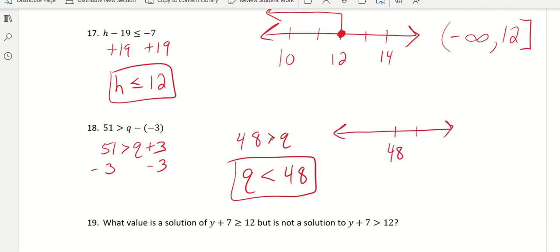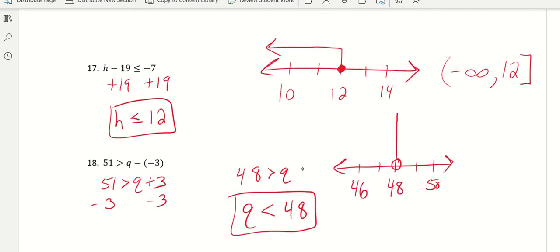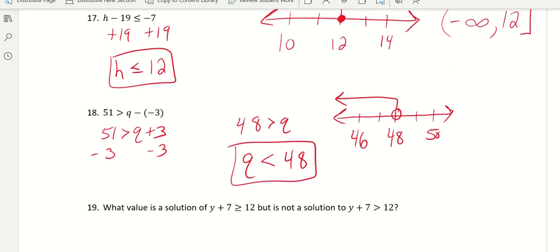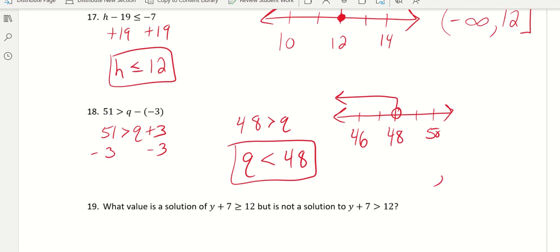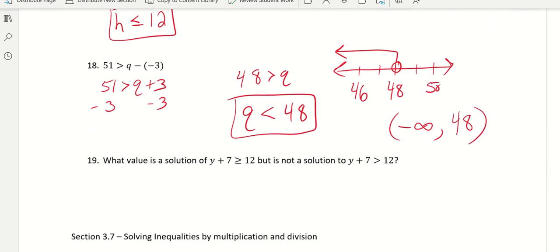48 is what the center's around, 49 and 50, 47 and 46. Open or closed circle at 48? Open circle. Do we shade left or right? q is less than 48, so we shade left. Less than 48, we're shading to the left. Interval notation, start with the comma. We're shading to the left. So if we're shading left, the low end has to be negative infinity. That gets a parenthesis. And the high end is 48. There you go.